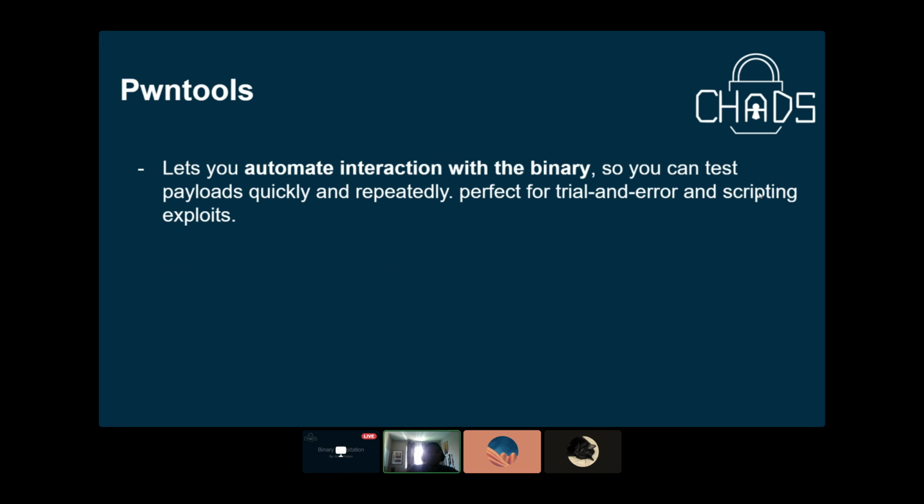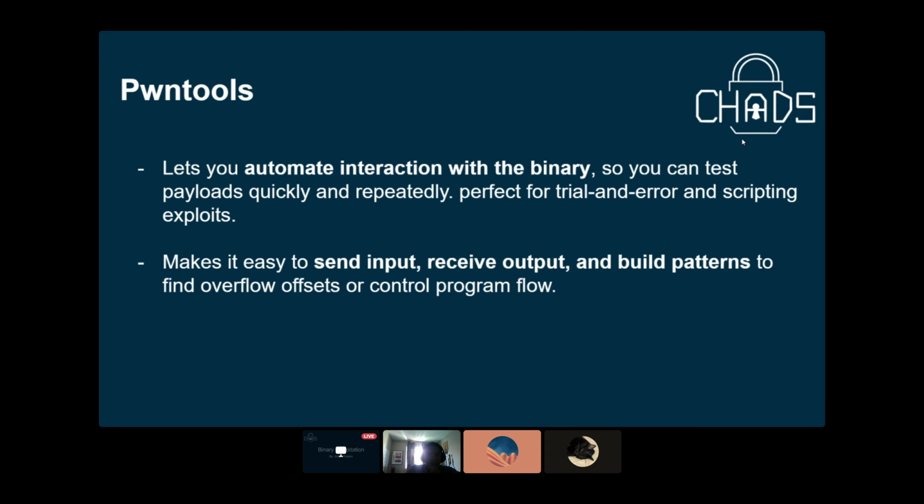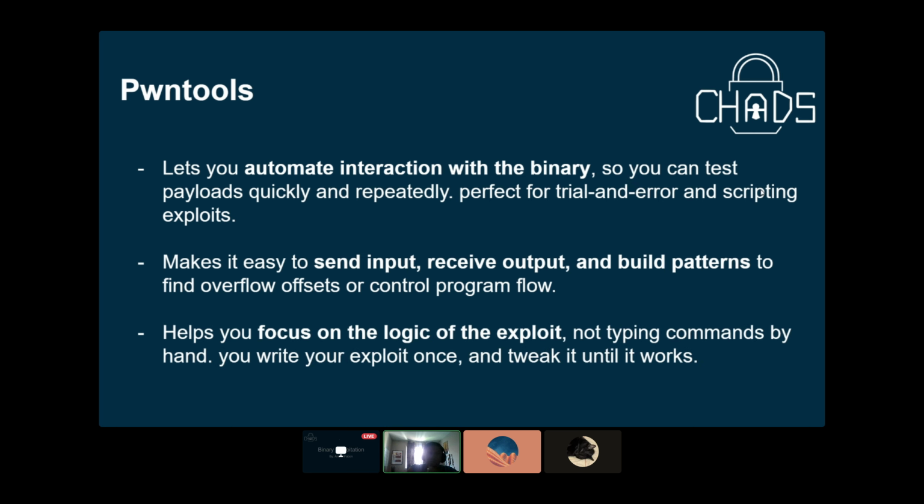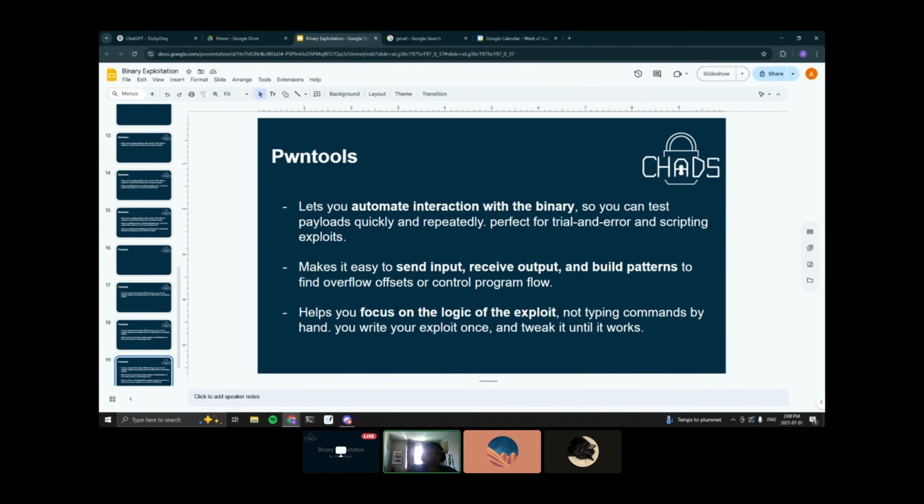And lastly, we have pwntools. It's a Python library to help you script things faster. It lets you automate interactions with the binary. It's perfect for when you have to input a payload and you want to increase it by 100, so you don't have to type out 100 A's and then another 100 A's. You just quickly script it. It makes it easy to send input and receive output, and helps you focus on the logic of the exploit rather than typing single commands.